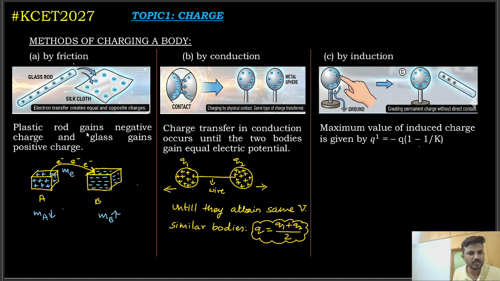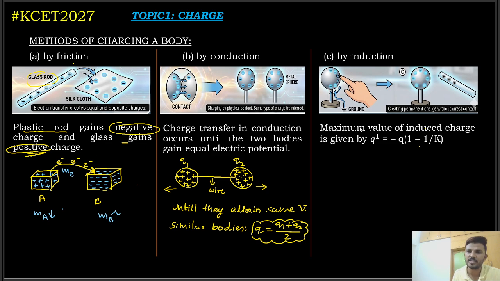Okay, now in the first case I had to tell one thing, that if a plastic rod is rubbed with wool or a cloth, what happens? It gains the negative charge, do remember? And a glass rod, if it is rubbed with silk or wool, then it gains a positive charge. Plastic negative, glass positive, that you remember.